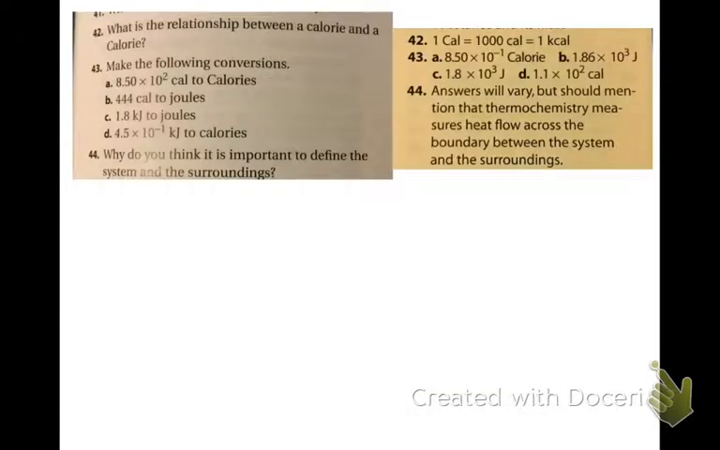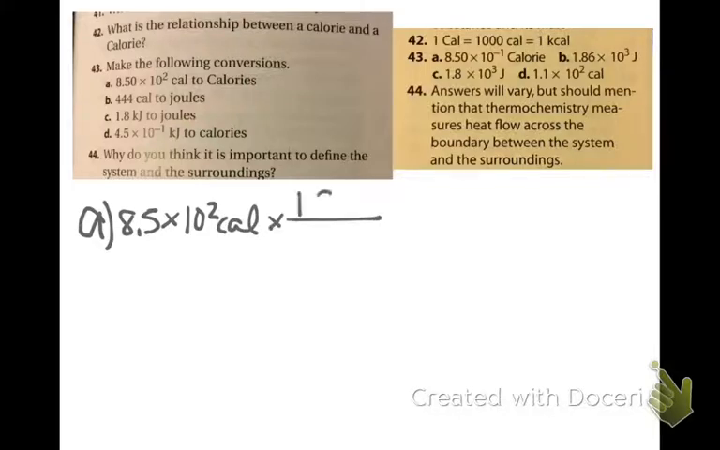Okay, for these conversions, I'm going to just put the conversion that I used. So for A, we were going from 8.5 times 10 to the second calories, and we're going to the big calorie. So 1 capital C calorie is 1,000 little c calories. And I have the answers already shown to you off to the right of the problem, so you can just look at the answer there.